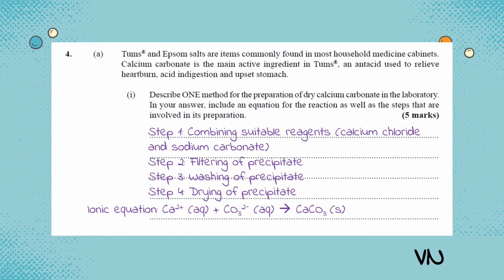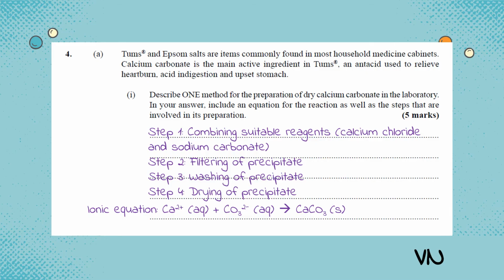Good, so we now go on to question 4. Question 4 says that Tums and Epsom salts are items commonly found in most household medicine cabinets. Calcium carbonate is the main active ingredient in Tums. Tums is an antacid that is used to relieve heartburn, acid indigestion, and upset stomach. You're asked there for 5 marks to describe 1 method for the preparation of dry calcium carbonate in the lab. In your answer, you are to include an equation for the reaction as well as the steps that are involved in the preparation of the dry calcium carbonate.